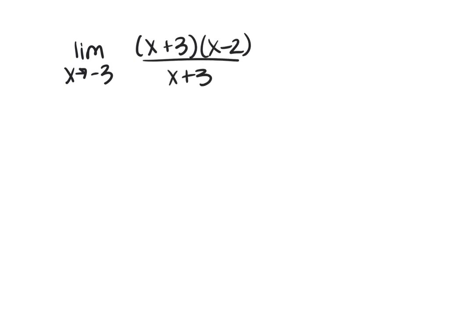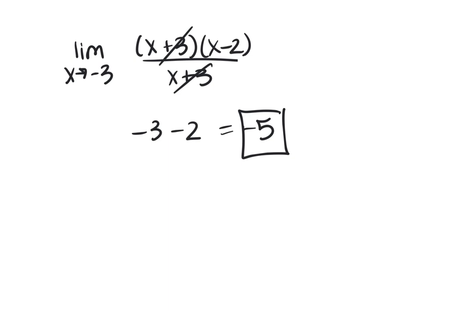In this particular problem, if we factor, we get x plus 3, x minus 2. The x plus 3's will cancel, and now if you plug this in, we get -3 minus 2, and we get -5. And that will now be the value of this limit. So if you get 0 over 0, then you may need to factor and get the answer. And that'll be it on that one.